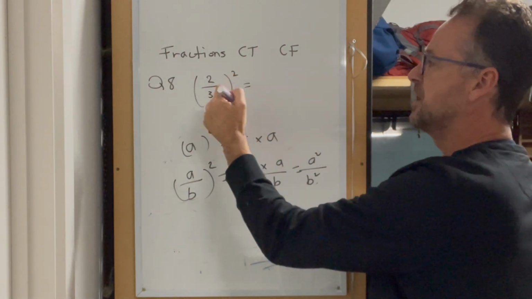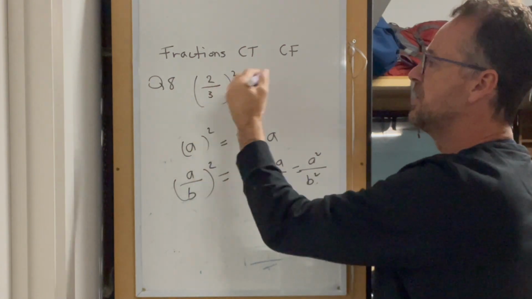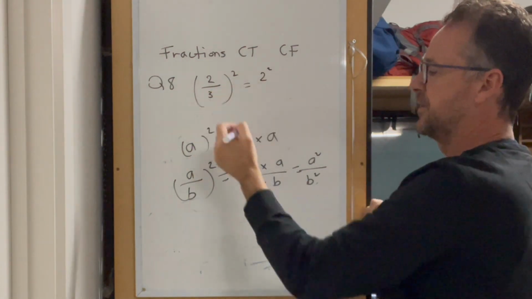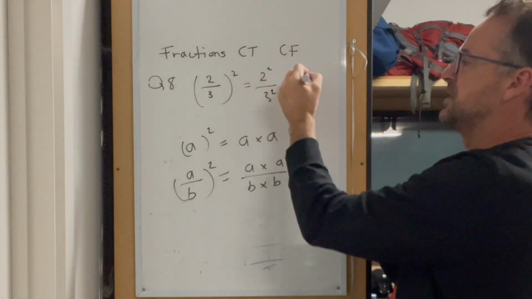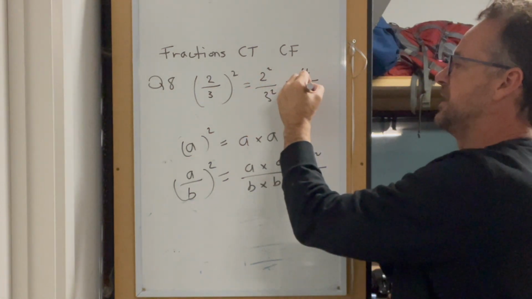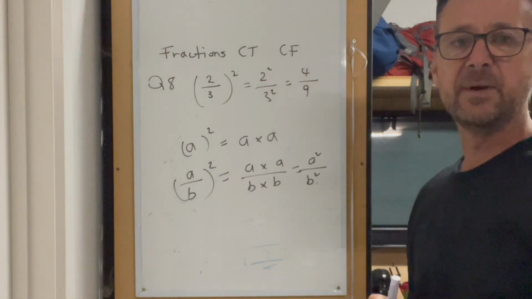Once we know that, the A here is obviously the 2, so that becomes 2 squared, and the 3 is the B squared. And so 2 squared is clearly 4, and 3 squared is clearly 9. 4/9 is our answer there.